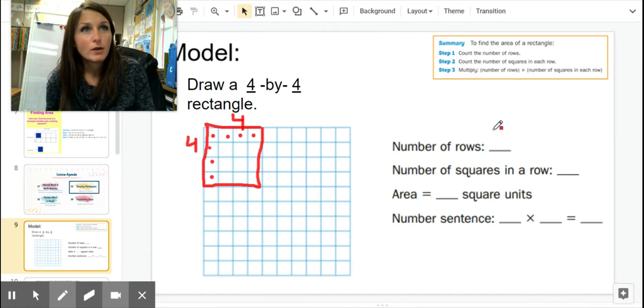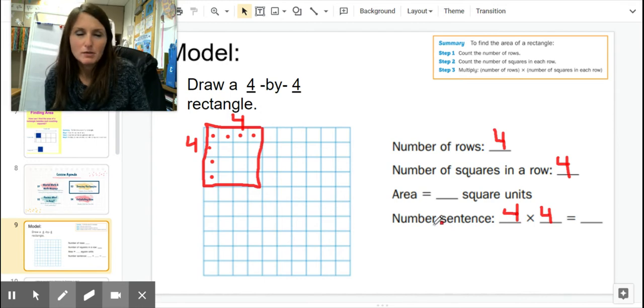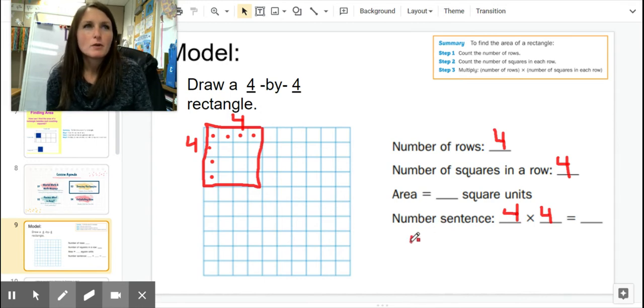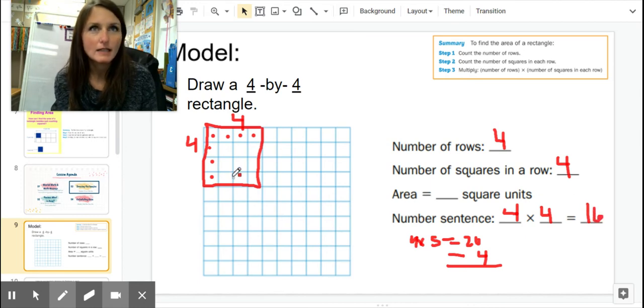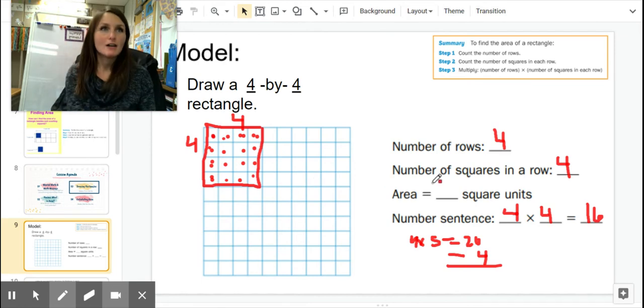So the number of rows, we had 4. How many in each row? There were 4. And then my area, how many total? Well, my number sentence is 4 times 4. What is 4 times 4? Well, I know 4 times 5 equals 20. And then if I take away a group of 4, 20, 19, 18, 17, 16. I think the number is 16. Let's count. 1, 2, 3, 4, 5, 6, 7, 8, 9, 10, 11, 12, 13, 14, 15, 16. I was correct. The area is 16 square units.